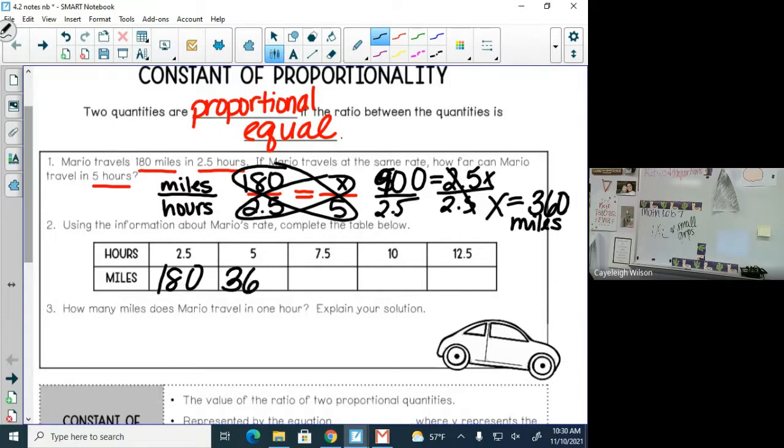360. All right, I want you all to use the same proportion, and I want you all to find 7.5. So you might just have to put it off to the side somewhere. Okay, so you might just have to come up here and do 180 over 2.5 equals. We have to show the work. Don't prove it for me yet. Okay.